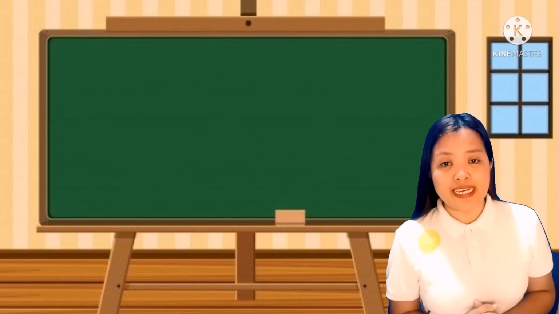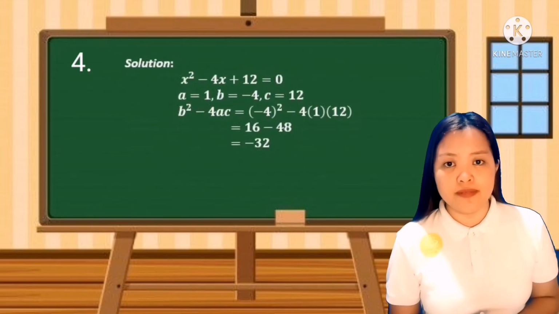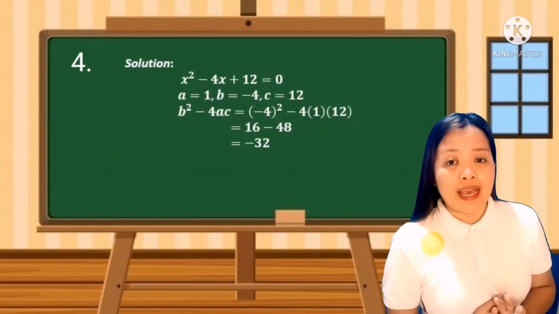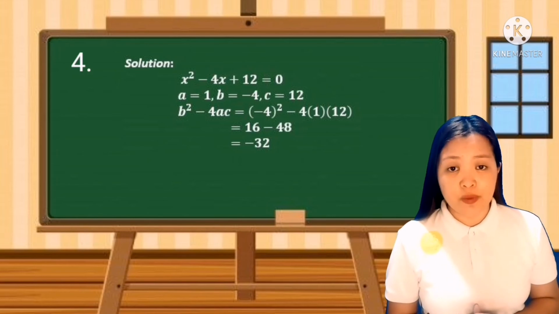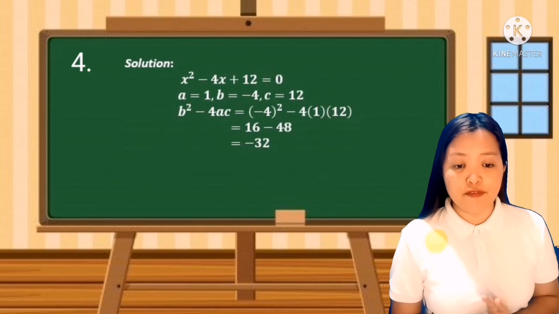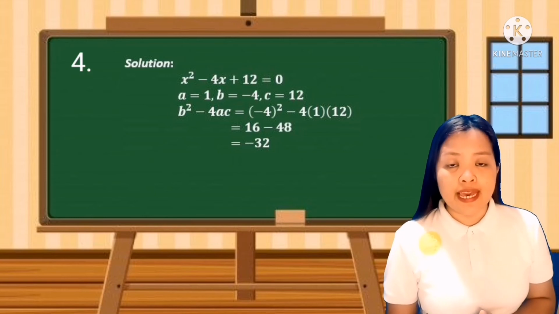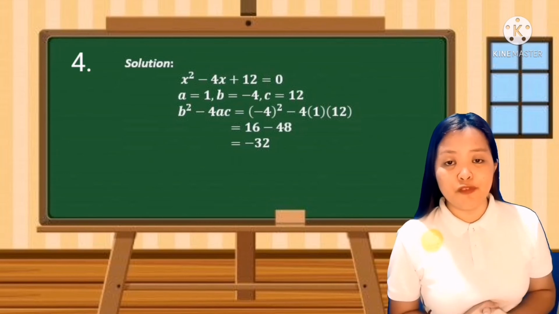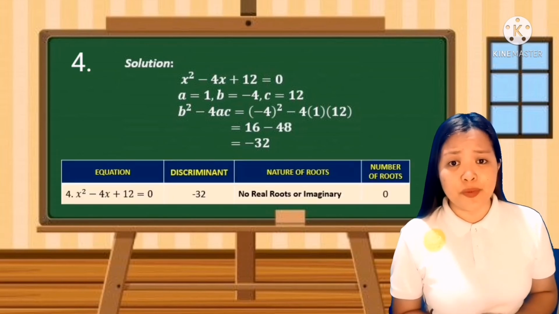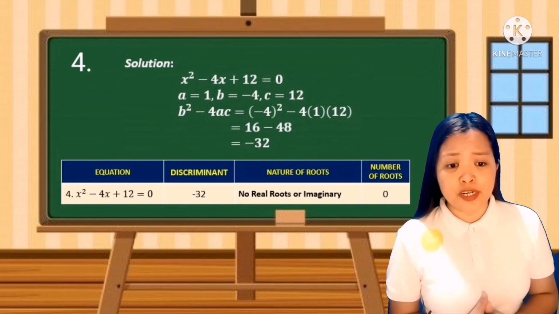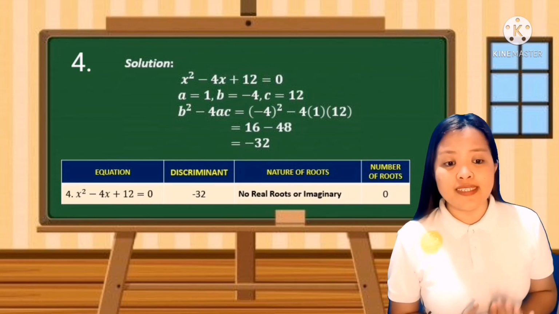The given equation in number 4 is x squared minus 4x plus 12 equals 0. Identifying the values of a, b, and c, a is equal to 1, b is equal to negative 4, and c is equal to 12. Substituting those values to the formula b squared minus 4ac, the result is negative 32. Since the discriminant is less than 0, or the discriminant is negative 32, therefore there is no real root.